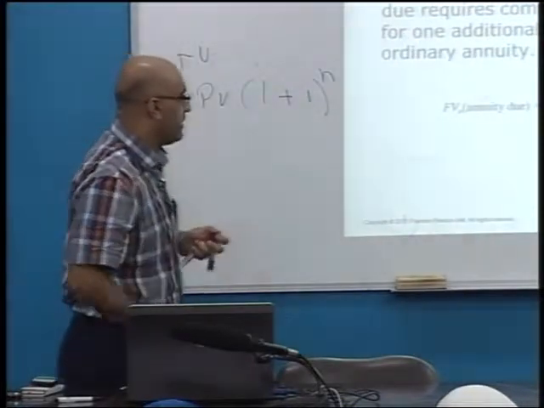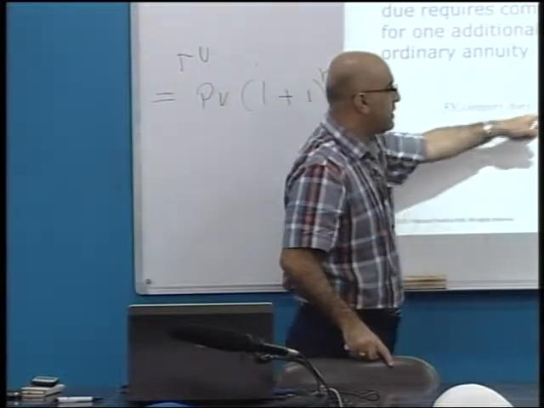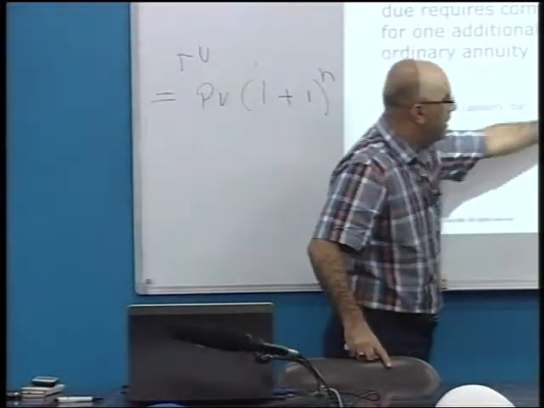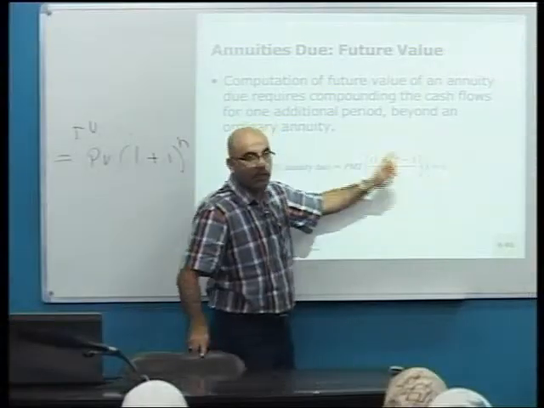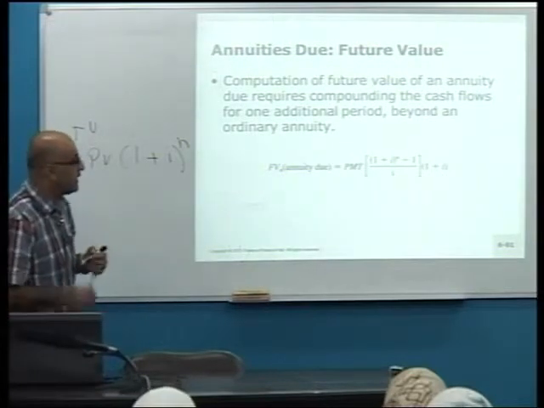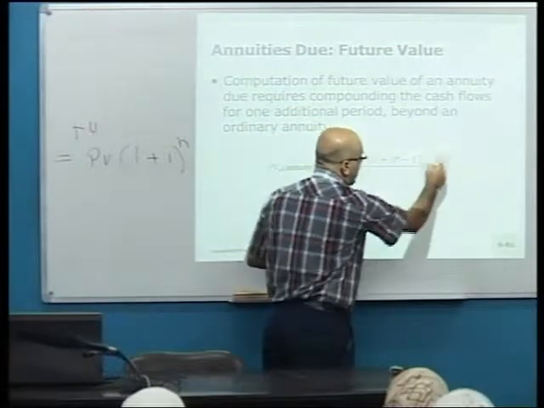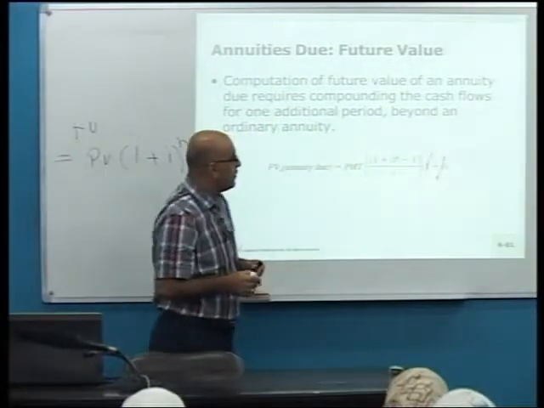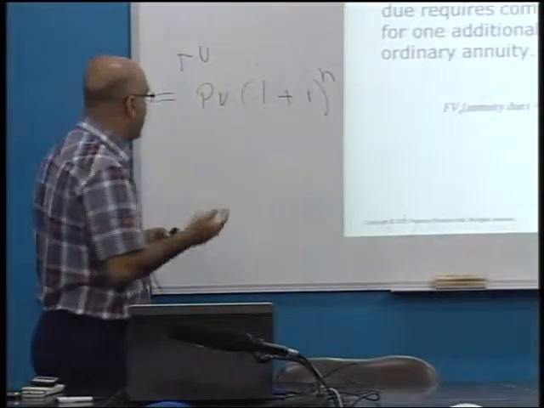So if you look here, the future value for an annuity is the payment times 1 plus I raised to the power n minus 1, divided by I, times 1 plus I. So this is the difference between the annuity due and the ordinary annuity. In the ordinary annuity, we don't have this, but in the annuity due, we have to multiply by 1 plus I. What is the reason behind this? Why do we multiply by 1 plus I?